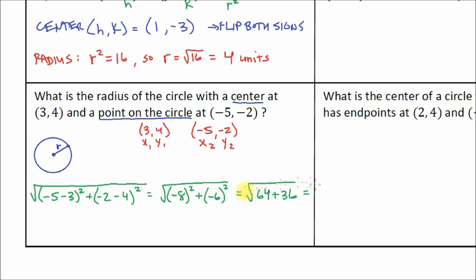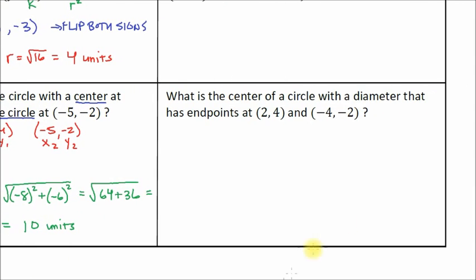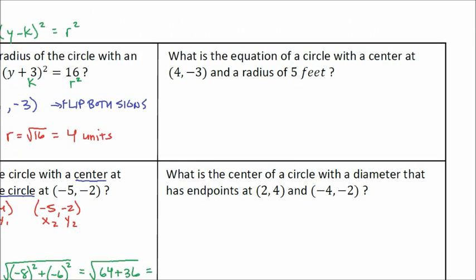So let's keep on going. We're going to simplify that. That's going to be the square root of 64 plus 36, which is 100. And if you put that in your calculator, the square root of 100 is exactly 10. We don't know how big this circle is in actual unit of measure, so we're just going to write the generic units, 10 units. That's how to find the radius if you know the center and any point on the circle. Take a look at problem number 3.